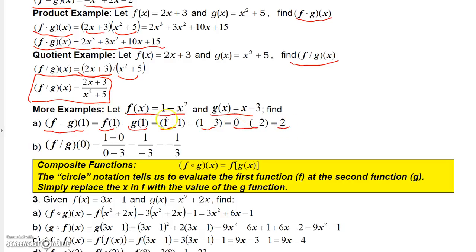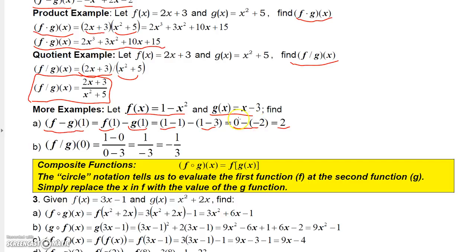Now what's interesting here though is you could actually come up with this f minus g function, and take that new function, and if you plug 1 into it, it would actually give you the same value. It would give you 2 as well.